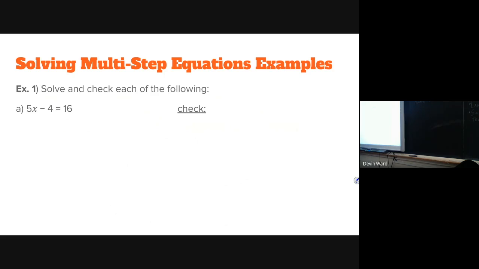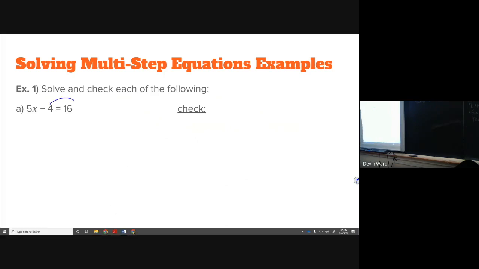So remember, we want to start on the outside and work our way in towards the variable. 4 is farthest away from x, so we're going to move the 4 over first. 4 is also a number. 5x is the letter, so we're going to keep it on the left. So 5x is equal to 16. And then remember, when 4 goes to the other side of the equation, it'll go from subtraction to addition. We have 5x equals 20.